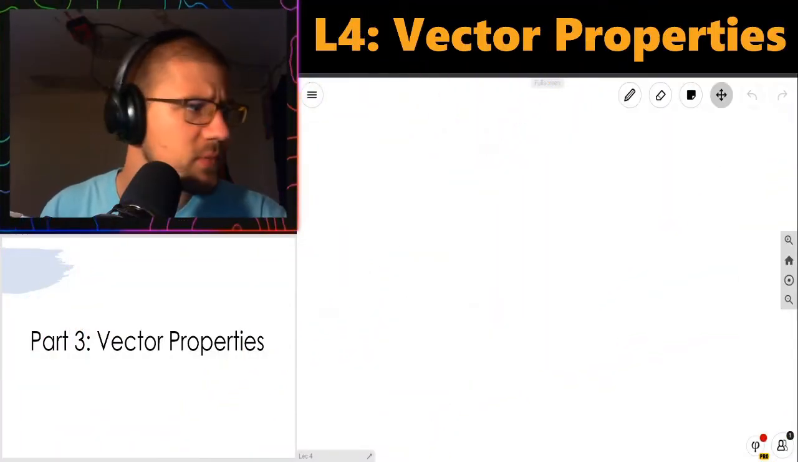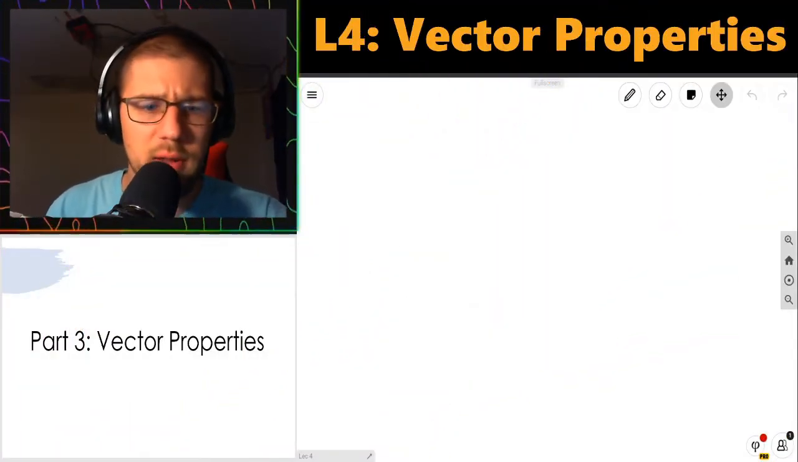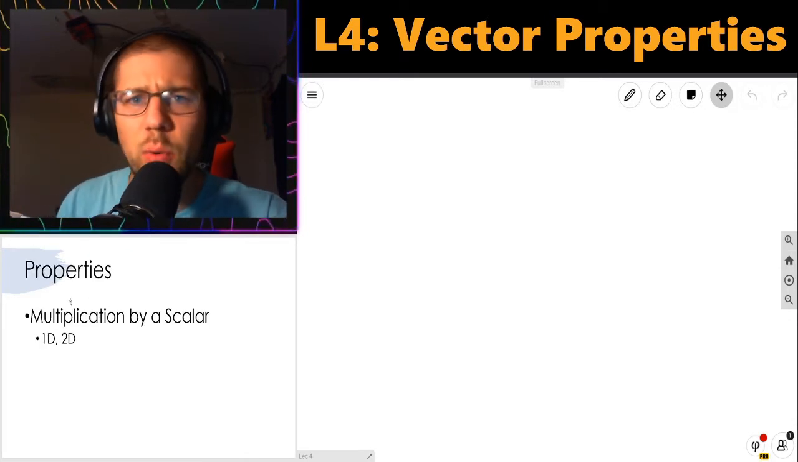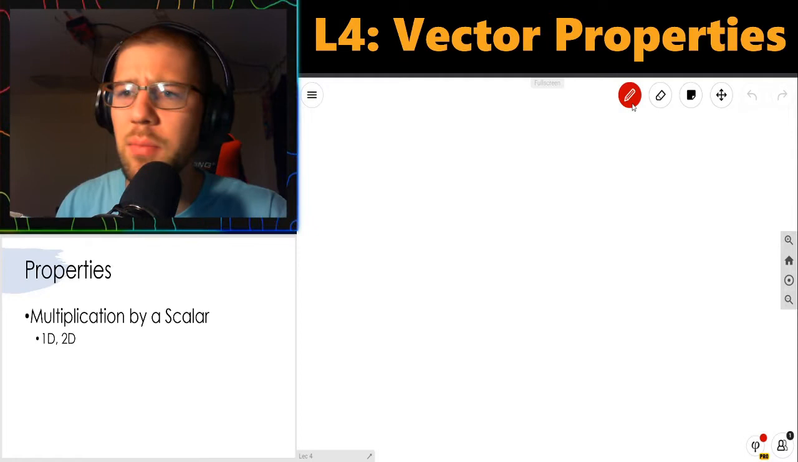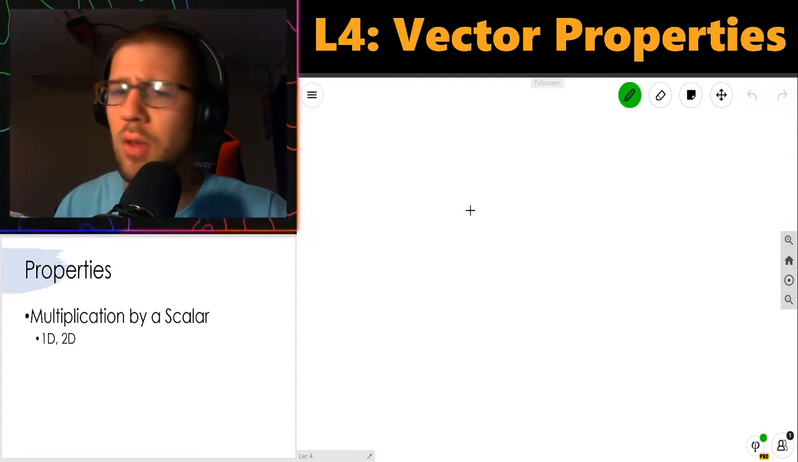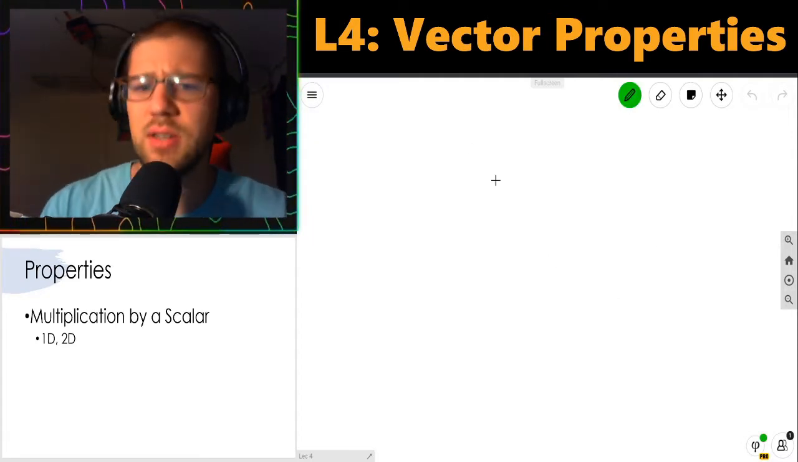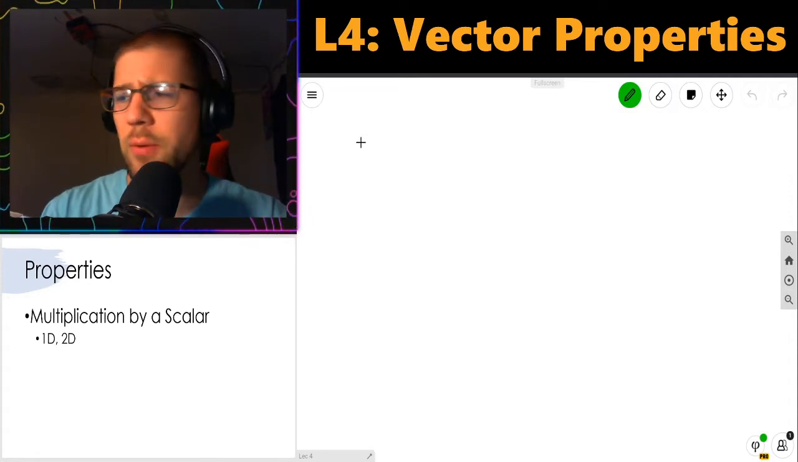All right. So, part three, vector properties. There are two properties we're going to talk about: addition and multiplication. This is just how to manipulate vectors, how you can do things with vectors. So the first thing I want to mention is multiplication by a scalar.